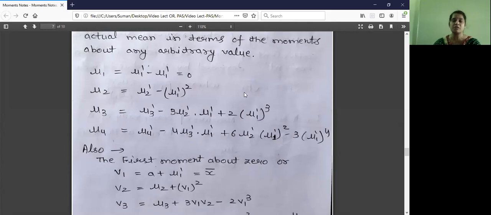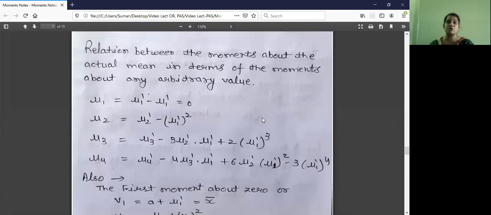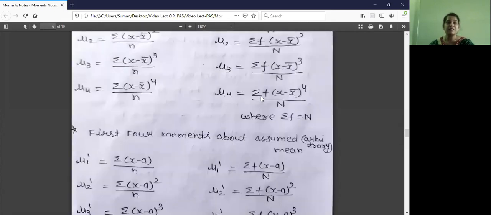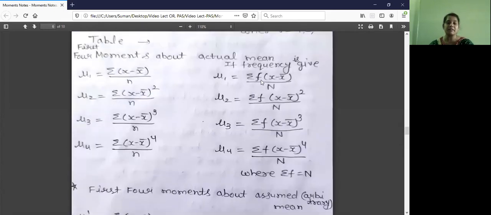Where can we use this relation? In case we are finding the first four moments about both actual mean and assumed mean in any question, we are given the values of x and f, and we make the table: fx minus x bar, fx minus x bar whole square, fx minus x bar whole cube, and fx minus x bar whole raised to the power 4.